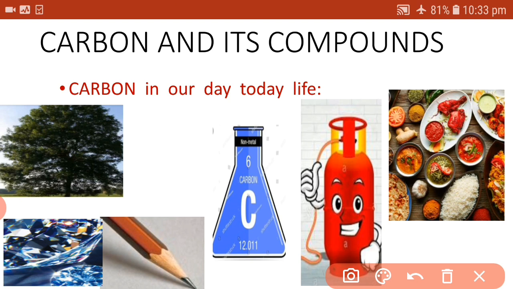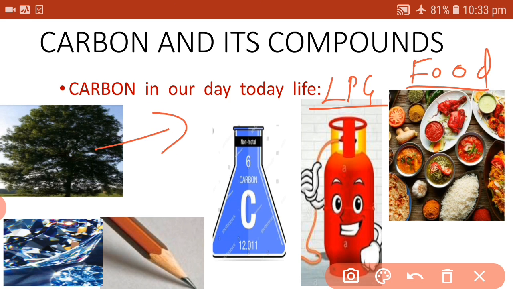Now let's see about the carbon in our day-to-day life. Here the carbon is present in the form of food. Food is a composition of carbohydrates, protein, fat, vitamins and minerals. All these compounds contain carbon. And if you take LPG gas, it also contains carbon.